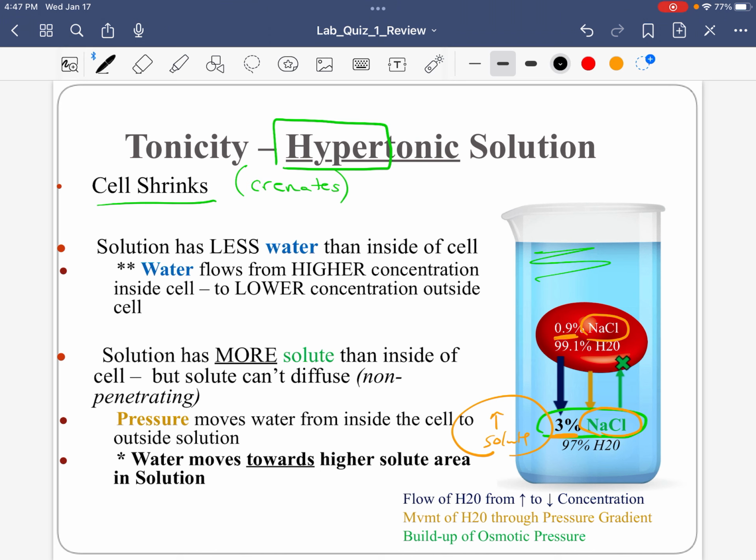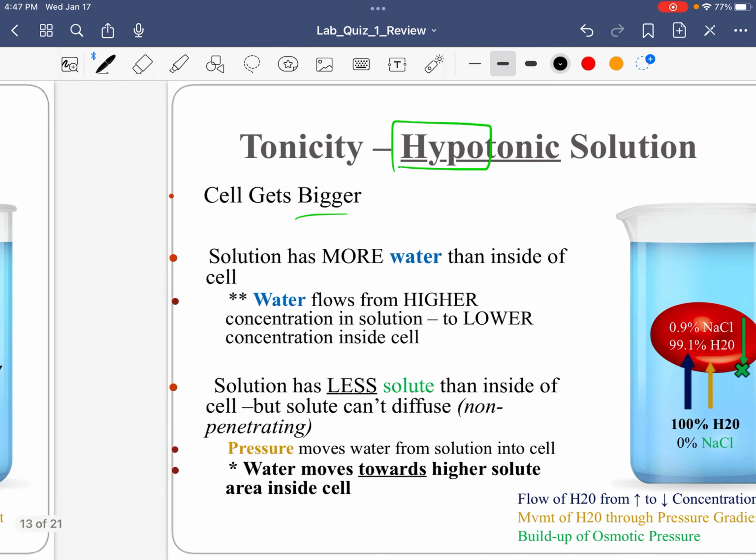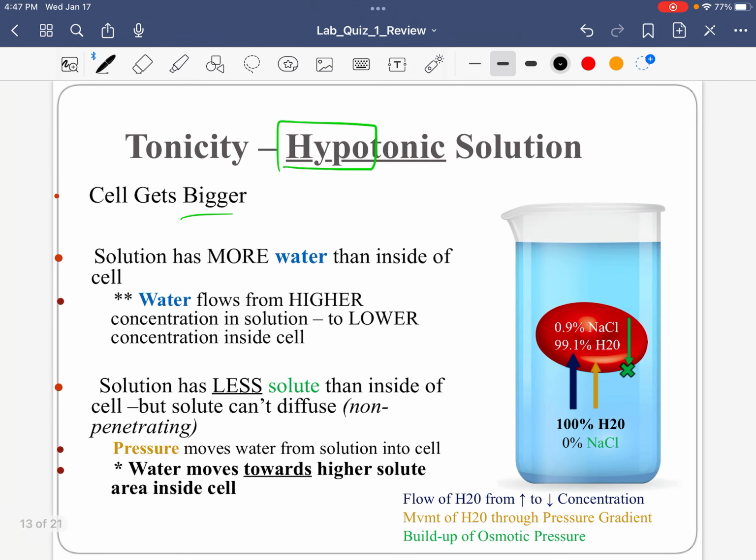So how is that water going to move? Water's going to move towards where there's more solute. If all this water leaves the cell, what's going to happen to it? It shrinks.